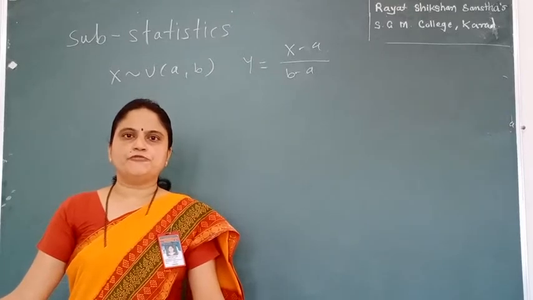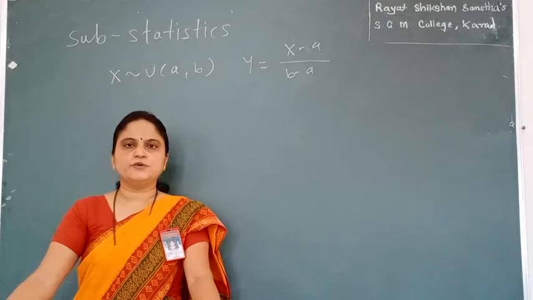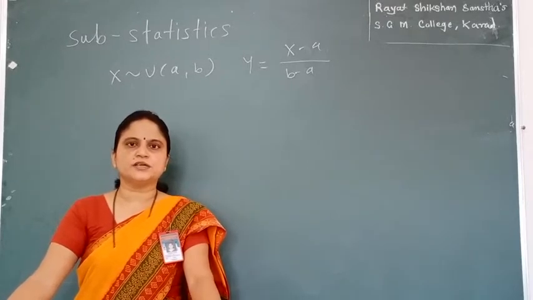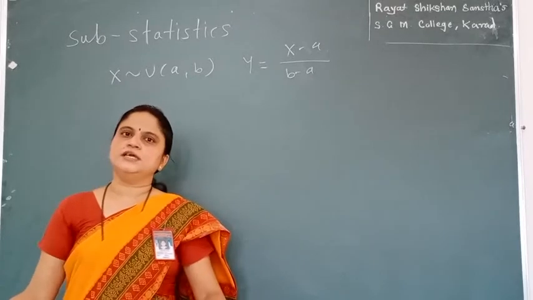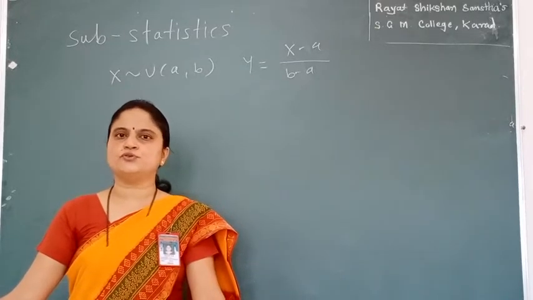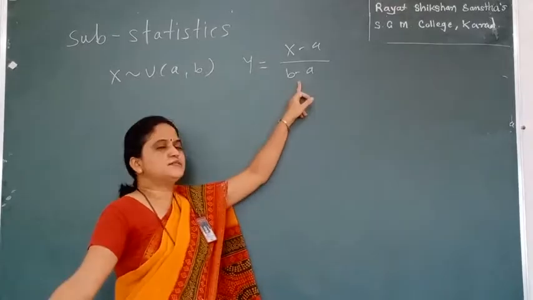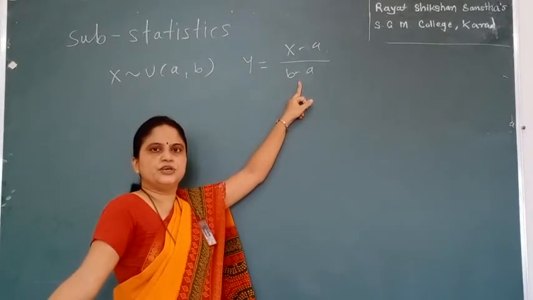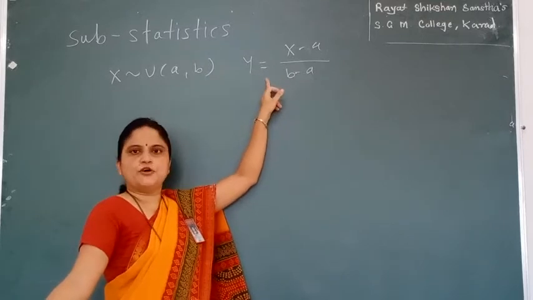If the function is monotonic, then we can find the distribution by using the first method, that is transformation method. Distribution function method can be used for non-monotonic function, and the third method is used for both, that is if the function is monotonic or non-monotonic we can use the third method. Over here our function, that is (x minus a) divided by (b minus a), is a monotonic function, hence we can use transformation method to find the distribution of y.